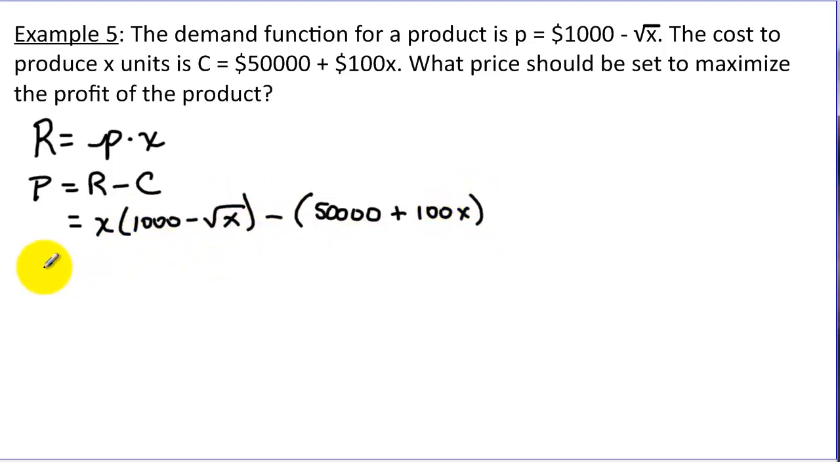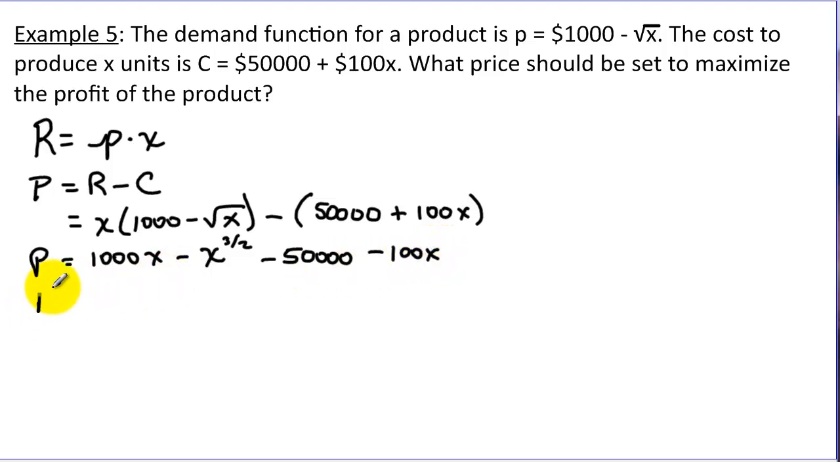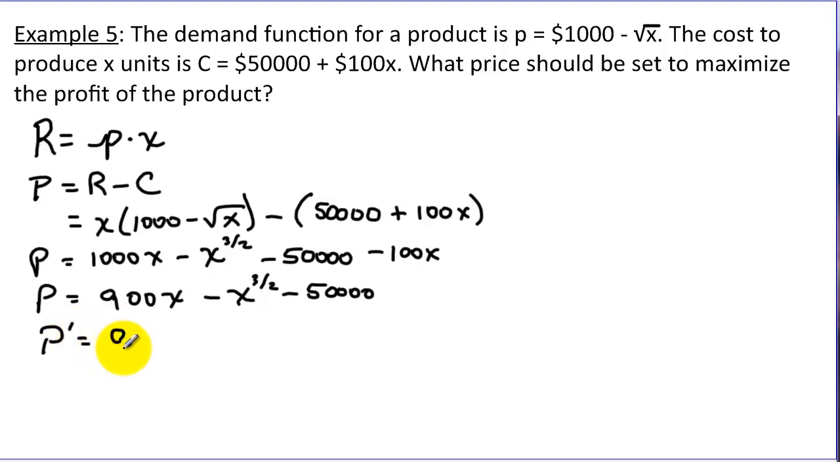And we want to simplify that equation. We need to distribute the x here, and I'll put it as a fractional exponent since we're going to be taking derivatives. And we can combine our like terms here, and we've got a profit function of 900x minus x to the 3/2 minus 50,000. And we want to take our derivative here. So we get 90 minus 3/2 x to the 1/2. And we want to find our critical values, so we're going to set that equal to 0.